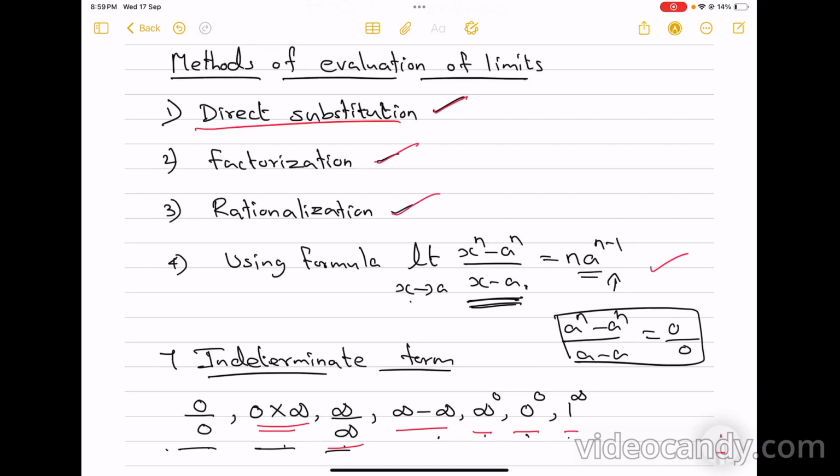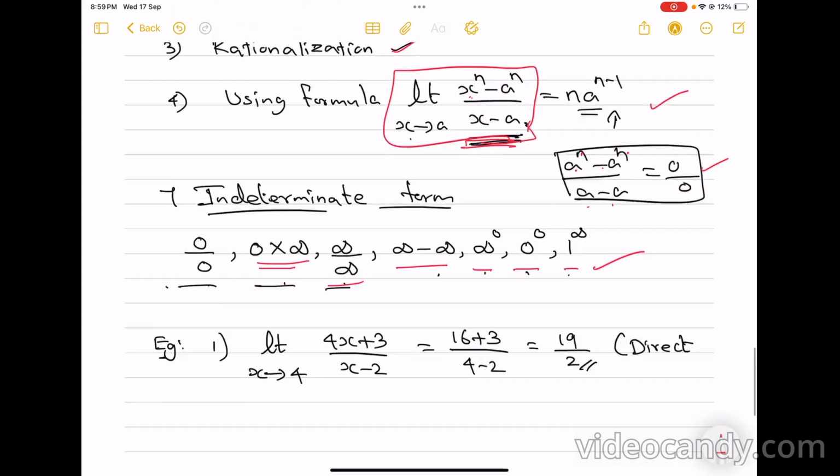So first approach is direct method. If you can't get the answer, like if you are getting any one of these answers, then you have to proceed with factorization, rationalization, or using formula method. So look at this question. When you substitute x is a, you will get a power n minus a power n by a minus a, 0 by 0 form. So it is indeterminate form. So if your question is in this format, you can directly write the answer as n into a power n minus 1. Okay, so we will see some example questions.